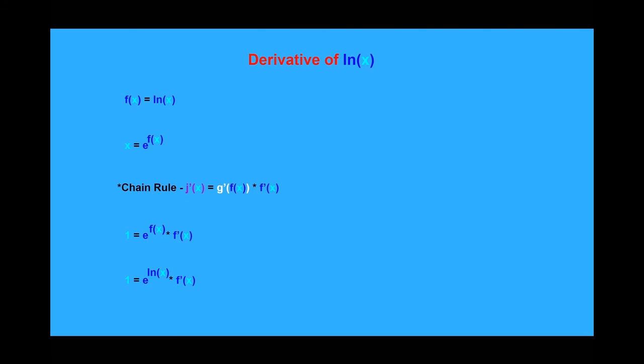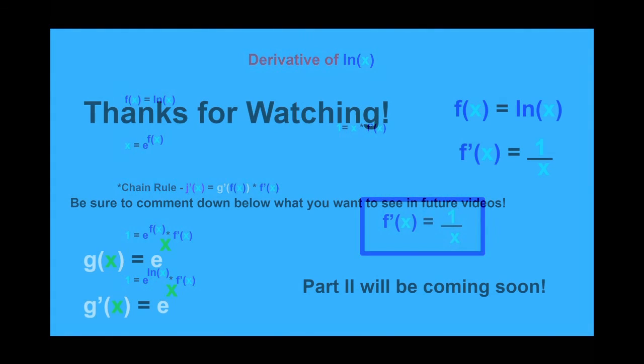From here, let's replace f of x with the original function. So we'll have 1 is equal to e to the power of the natural log of x times f prime of x. Now we can actually get rid of e to the power of the natural log of x because those are inverse functions, and that'll leave us with 1 is equal to x times f prime of x. And solving for f prime of x, we get that the derivative of the natural log of x is equal to 1 over x.